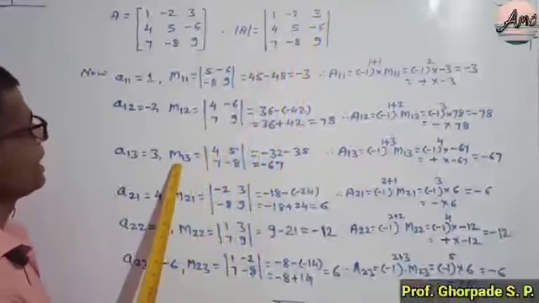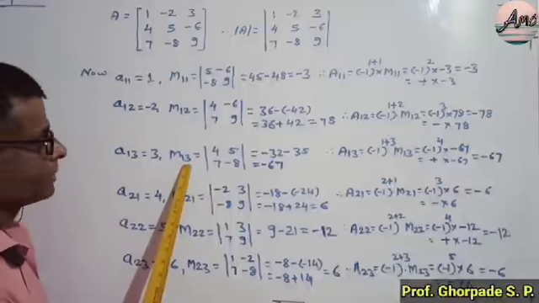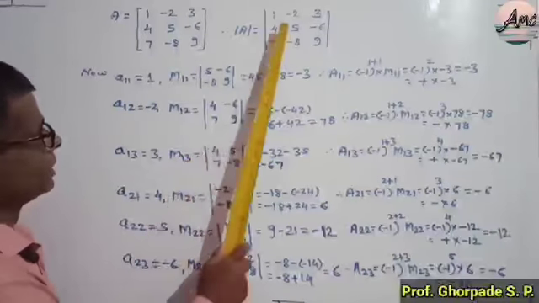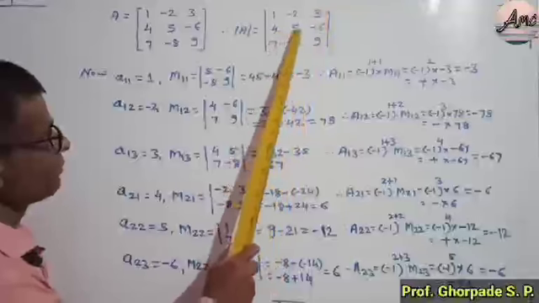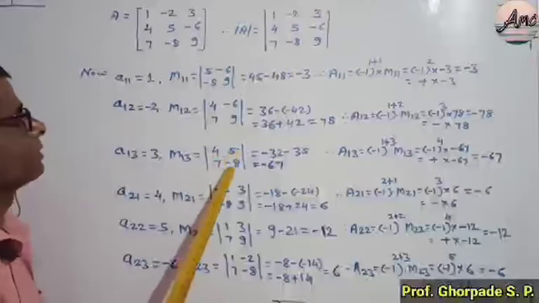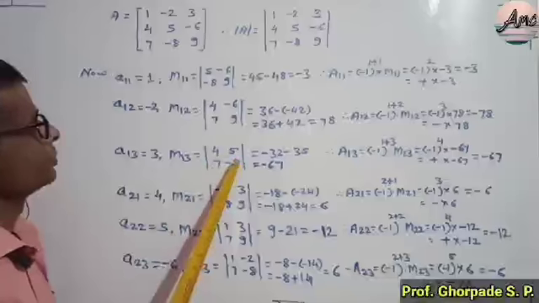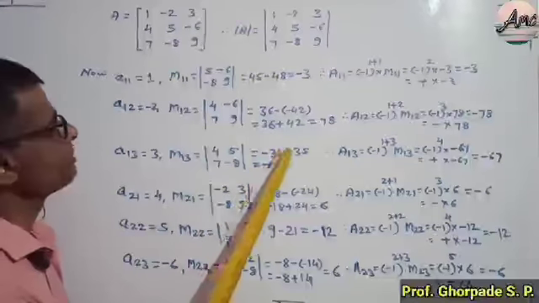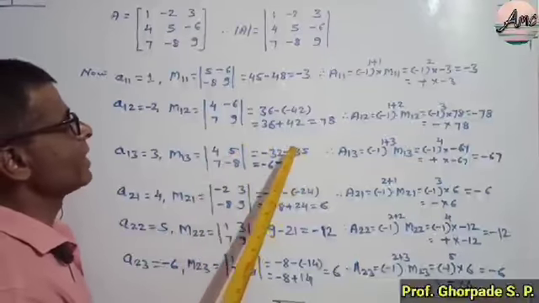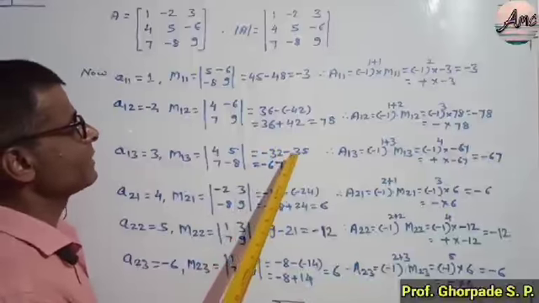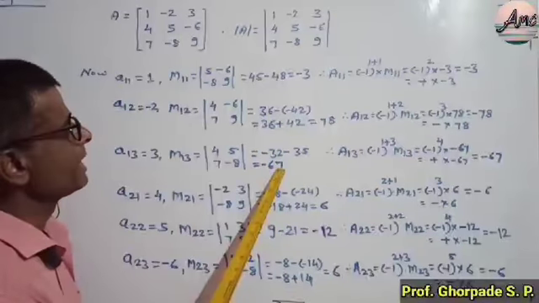Then its minor M13, which is obtained by deleting first row, third column. If we delete first row, third column, we get 4, 5, 7, minus 8, whose value is given by 4 into minus 8, minus 32, minus 7 into 5, 35. Minus 32 minus 35, we get minus 67.